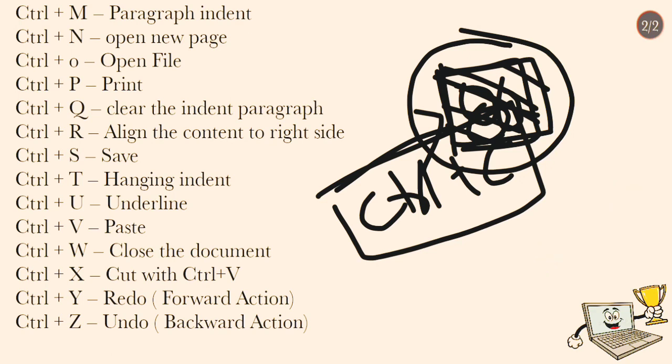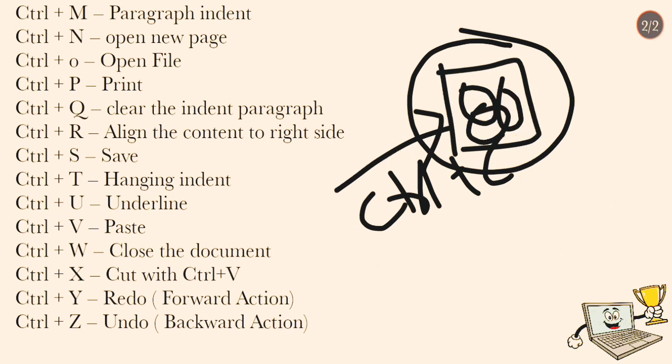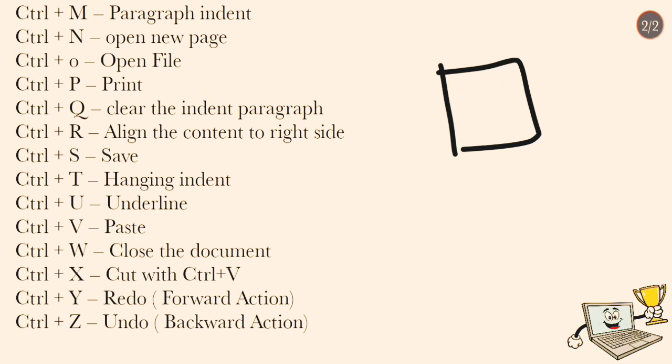Now Control plus W, it is used to close the document. Control plus X, it is used to cut the paragraph or letters or page that you have selected. Control plus Y, it is redo, that is the forward action. And Control plus Z, that is the undo, that I will show you.